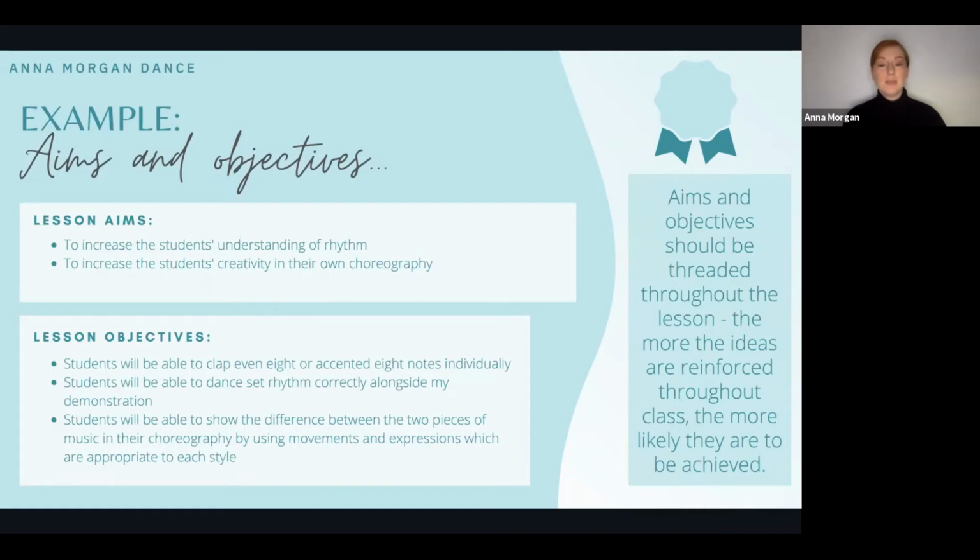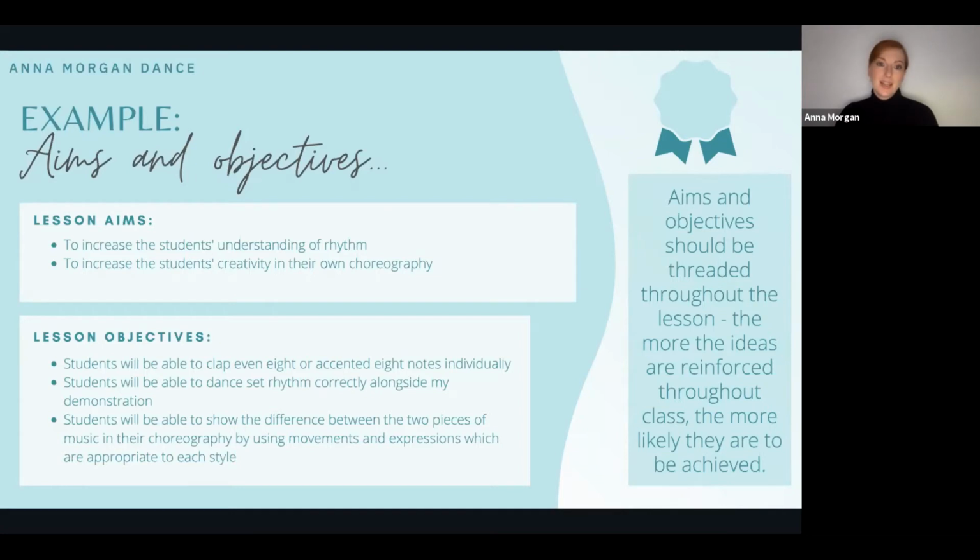Now, the key thing, and maybe this is the most important thing in this whole unit, is that those aims and objectives need to be threaded through the lesson. The more times you can reinforce an idea, the more likely they're going to be achieved. So one of the main faults that we see with new teachers is they plan their lesson based on the exercises that they fancy doing, or the students need to learn still in order to complete the syllabus, or whatever it happens to be. And basically their plan is a list of exercises they're going to cover. And that is the wrong way round of approaching this.